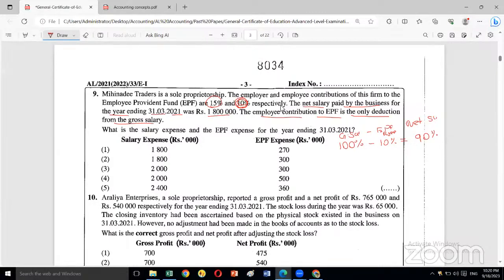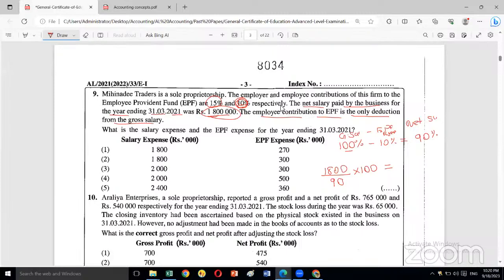Now see the gross salary. I know my net salary is equal to 90%. So 1,800,000 is 90%. If I divide by 90, I will get 1%. But I need the gross salary, I want to find the 100%. So if I multiply by 100, I will get 100%.